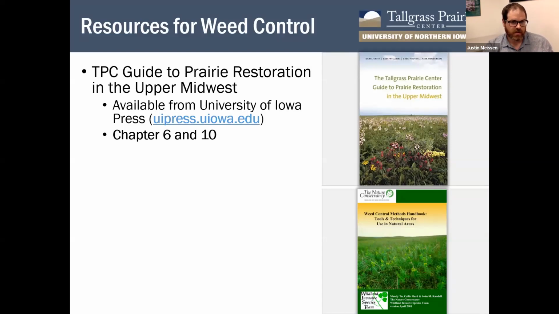So the first one is the Tallgrass Prairie Center Guide to Prairie Restoration in the Upper Midwest. You can get that from University of Iowa Press. And if you do use it, focus on chapters 6 and 10.